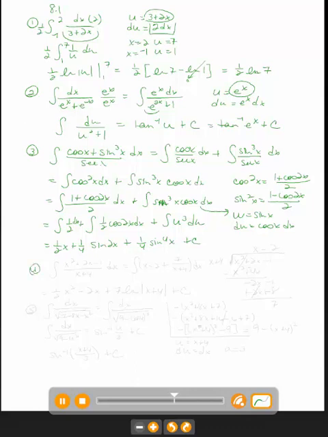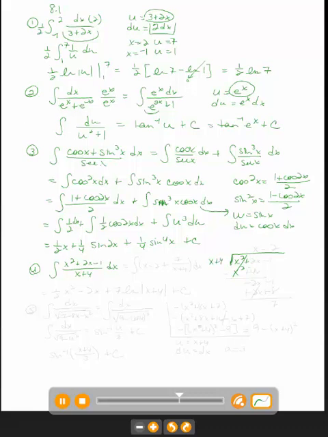Alright, number 4. Number 4, the numerator has a higher degree than the denominator. And we have a rule in math that says if your numerator is higher or equal to your denominator, then you need to do the division on it. So we're going to take a little step over here and do some long division.